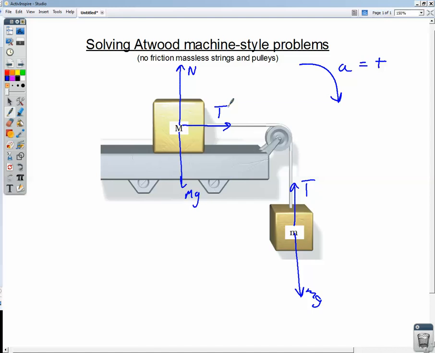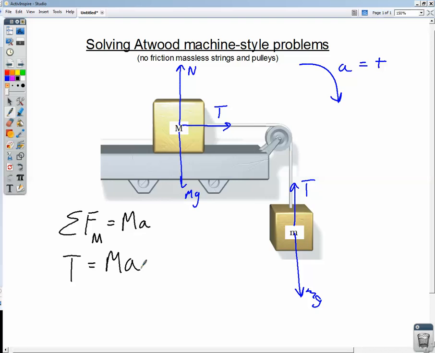So now let's talk about the sum of the forces acting on the box that's resting on the table. We've got the sum of the forces acting on big M. He is, we're going to assume, accelerating to the right, so that would be his mass times his acceleration. Which forces are acting on big M horizontally? Only tension, and that is going to the right, so I'm going to leave it positive. That's equal to his mass times his acceleration.